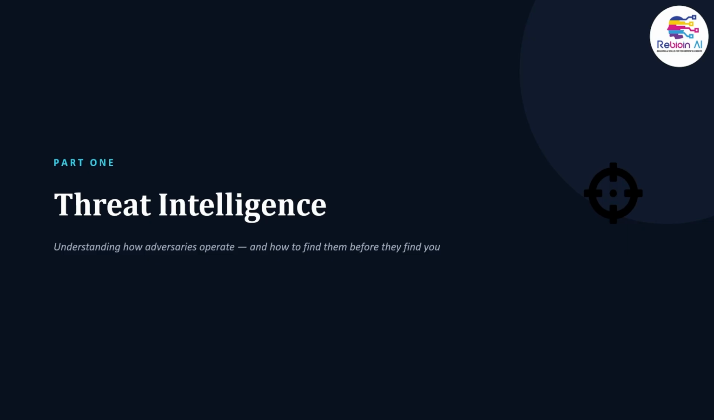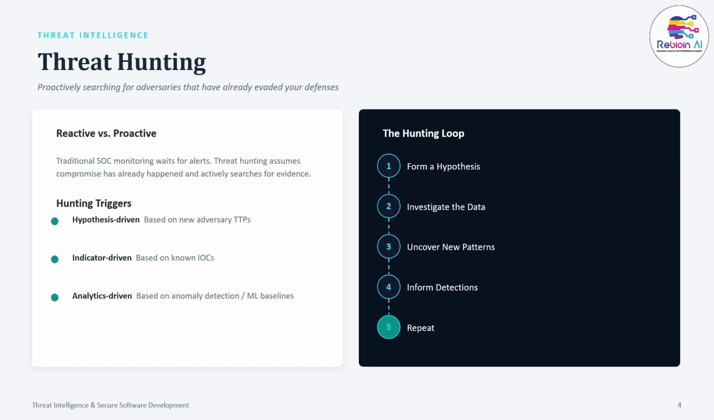Let's talk about threat hunting. Here's a simple analogy. Imagine your home has a security alarm system. Most of the time, you just trust the alarm. If it doesn't go off, you assume everything is fine. That's how traditional security monitoring works. It waits for an alert, but a threat hunter doesn't trust that assumption.